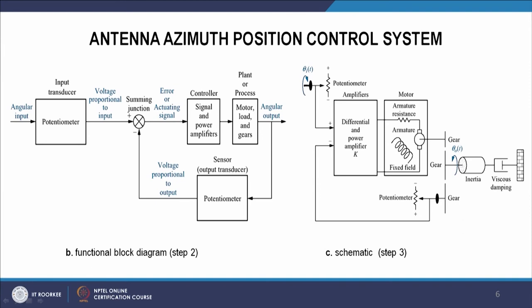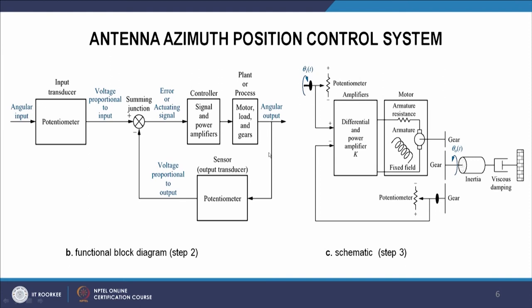And this controller gives, this is our process or plant, that is motor, load and gears. This is the power that is going to run this system. It is going to run the power motor. Motor is going to run the gears, and gears are going to run the shaft of the antenna to position it at the desired angle.